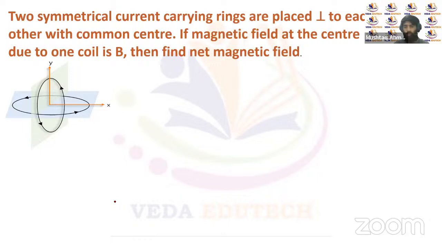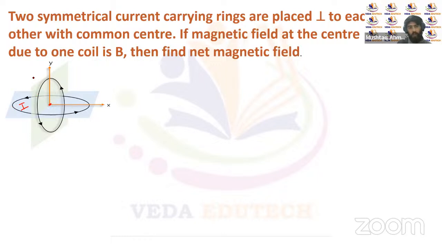Due to both of these circular loops, the magnetic field is B individually, because they are carrying the same current. The question says there are two symmetrical current carrying rings, which means the current through each ring is the same, equal to I here and I here also. Let's suppose B is the magnetic field at their common center, and the radius of each coil is equal to r. Now let's try to find the direction of the magnetic field due to each of these coils.